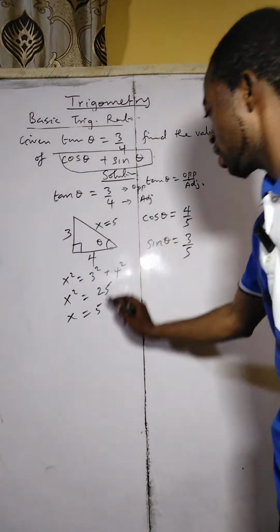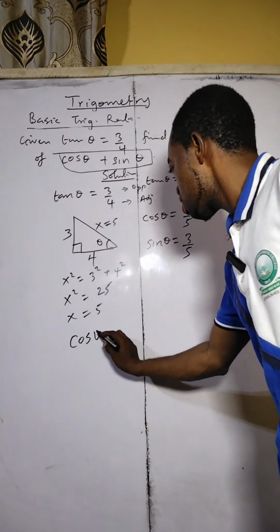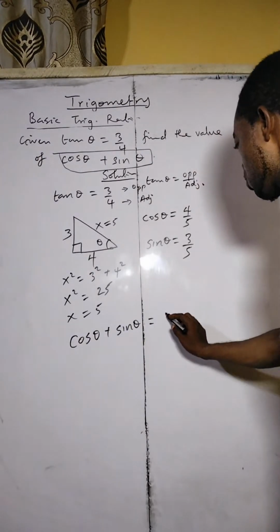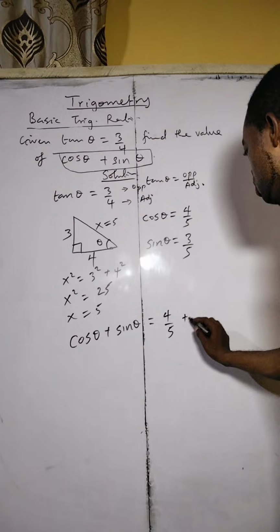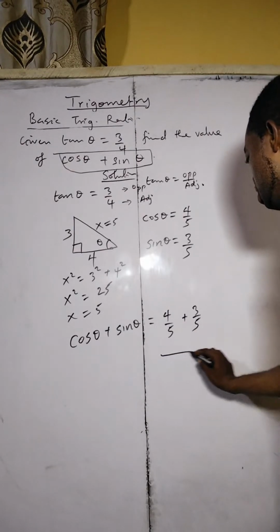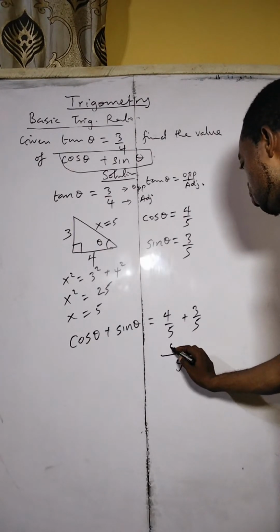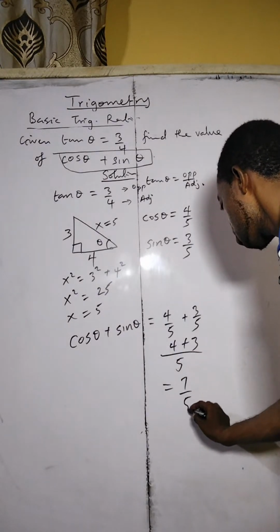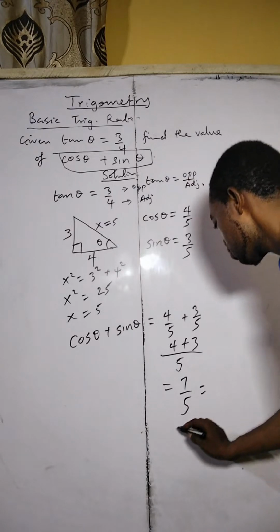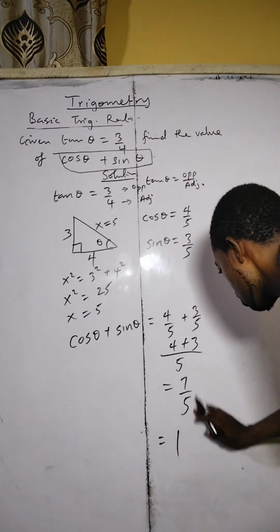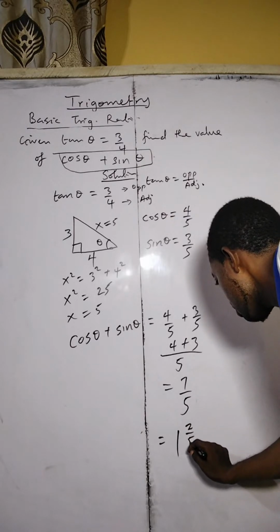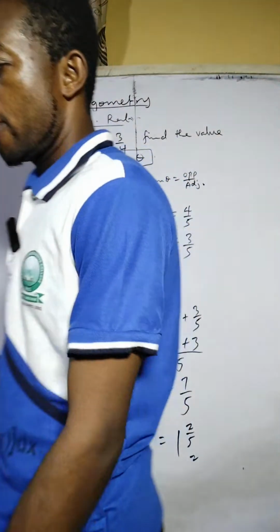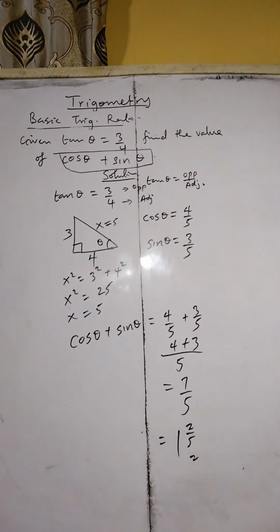Then what we are evaluating, cos theta plus sin theta, equals 4 over 5 plus 3 over 5. And the LCM is 5. So this becomes 4 plus 3, which is 7 over 5, which is 1 whole number 2 over 5. So that is that. Now, this is one of the common questions on this basic trig ratio.